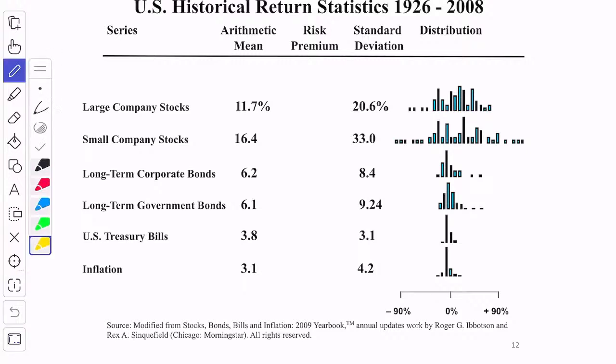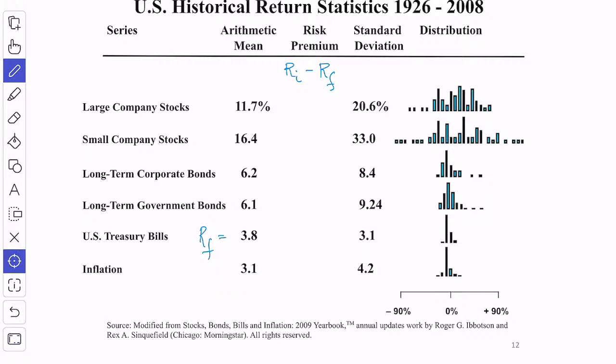The risk premium is calculated by taking the return to any specific asset minus the return on T-bills. So we're going to refer to T-bill returns as risk-free, even though there's volatility, it's a guaranteed return. We refer to it as risk-free. So for each asset class, calculate the risk premium in this column here.